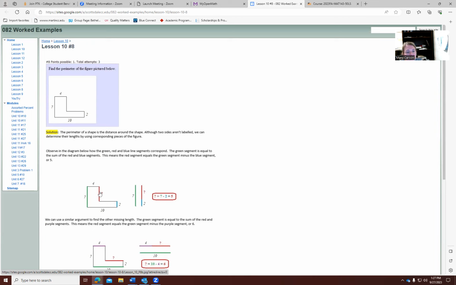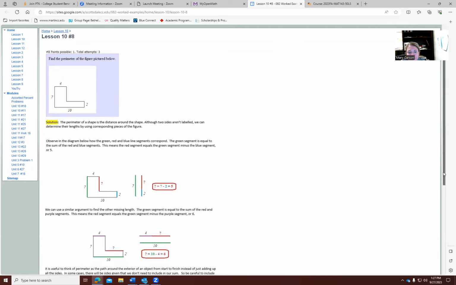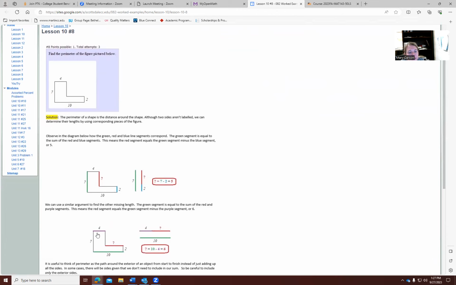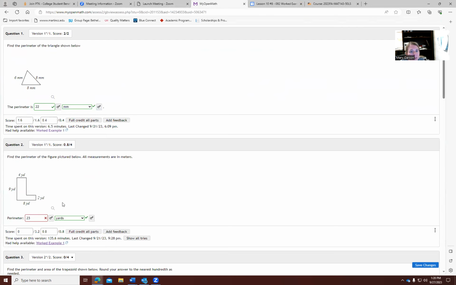You are missing 2 of your sides here. And when you're missing 2 of these sides, it shows you how to figure them out. If this side is 7 and this little piece of it is 2, how do you fill out this missing piece? It shows you would do 7 minus 2, which leaves 5. If this whole side is 10 and this part is 4, how much is left for that side? That's 6. And then to find the perimeter, you would just add up all the sides.